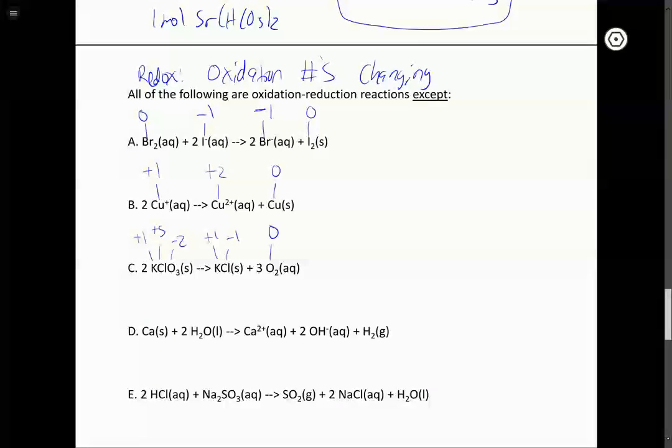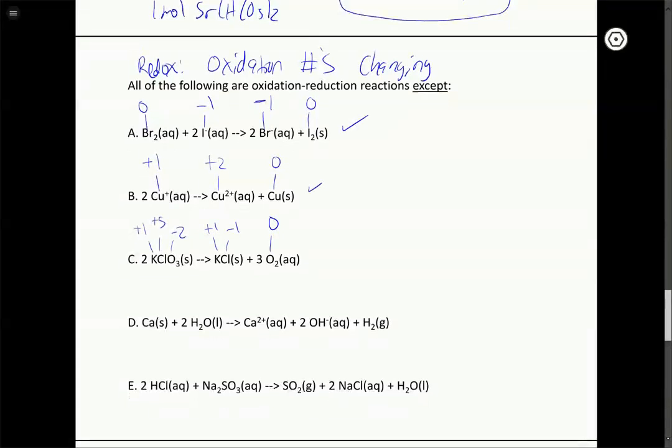Oxygen is changing from -2 to 0. We have changing oxidation numbers, so it's a redox reaction. So this one's a redox reaction. All three of these are.